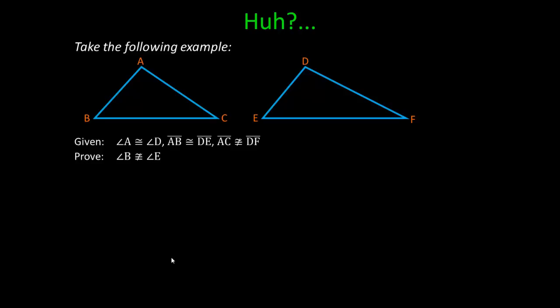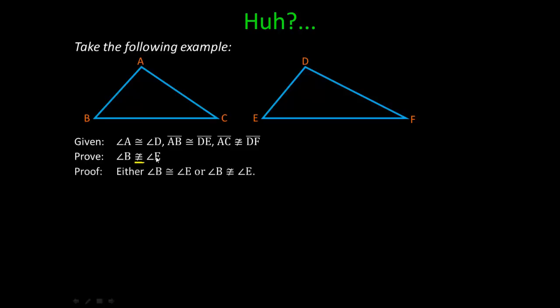What's an indirect proof? Well, your first clue that you have an indirect proof will be you'll have a given, all this stuff up here, and then your proof is going to have this symbol right here. Notice it says not congruent to. So angle B is not congruent to angle E. That means you have an indirect proof. So what do you do with that? How do you prove something is not congruent to something?